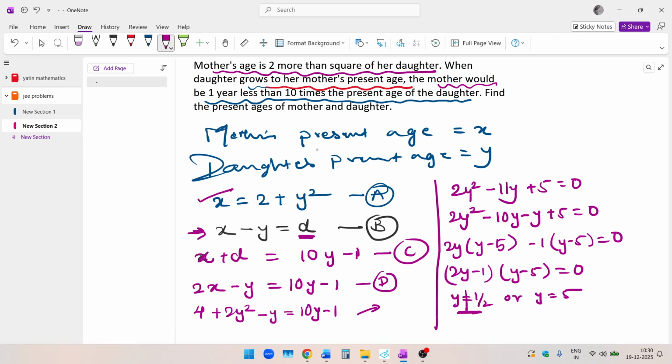If y is equal to 5, you will get x is equal to 2 plus 25, which is 27. Yes, these are the appropriate present ages of mother and daughter. So x should be 27, y should be equal to 5. So the mother's present age will be equal to 27 and the daughter's present age will be equal to 5.